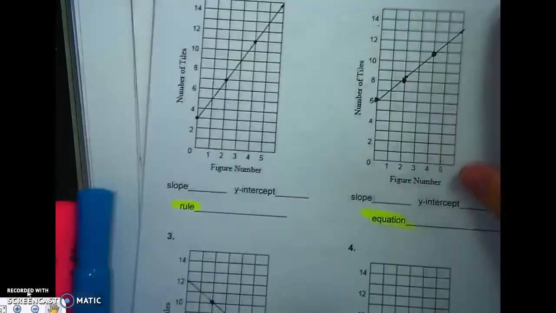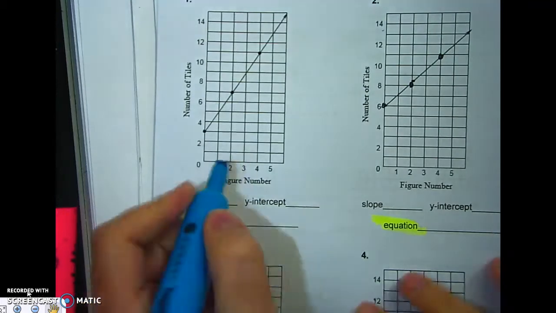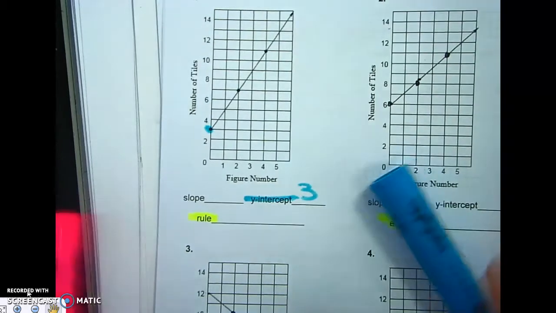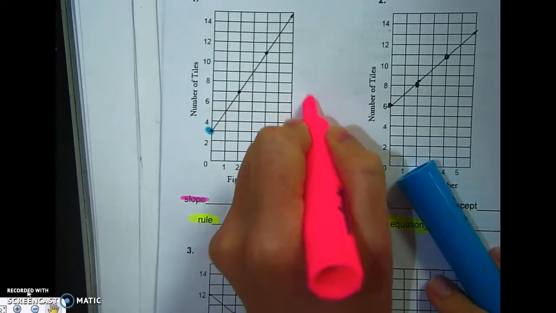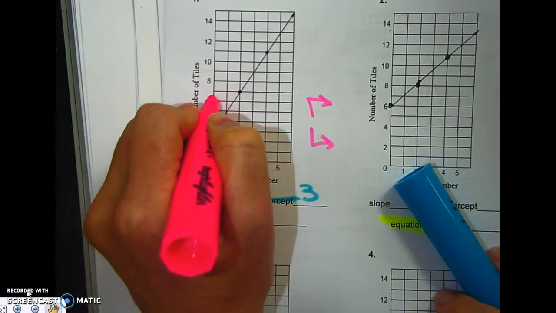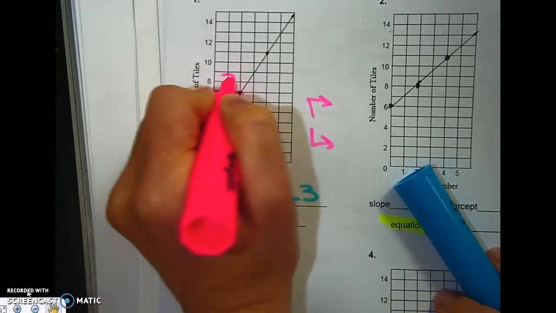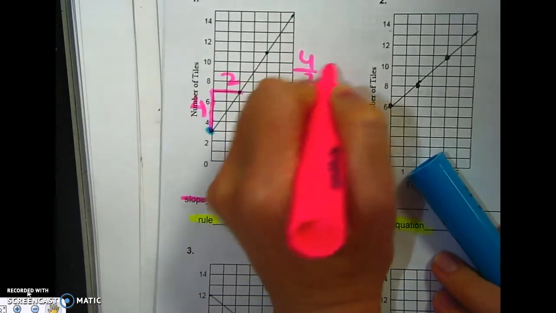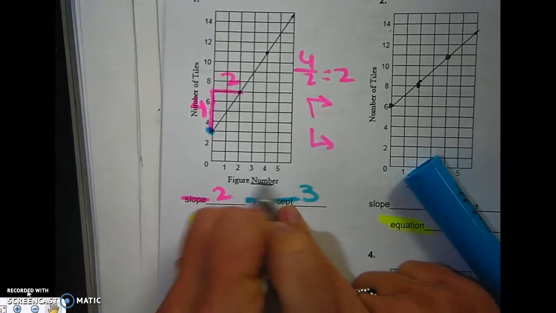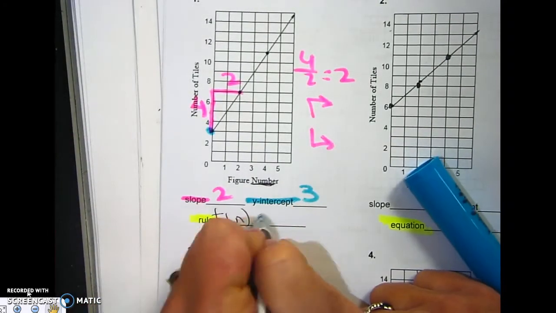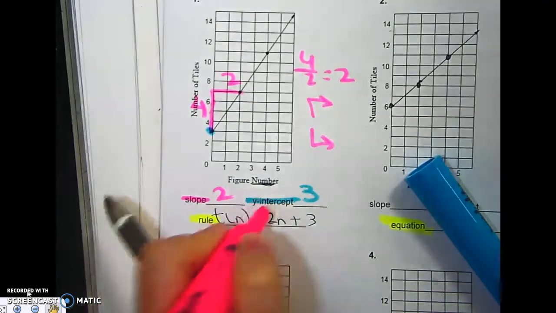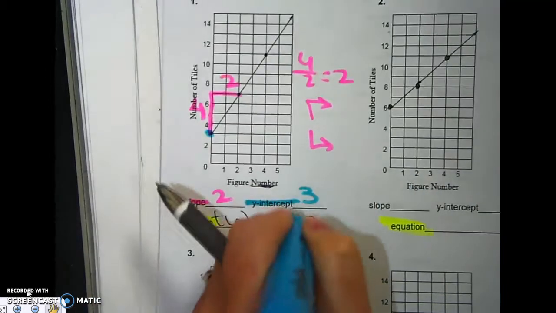Okay? If you remember, we always like to start with a start, which here we're calling the y-intercept. The y-intercept right there is 3. And the slope, which we have here, is either going to be up and right or down and right. So we're going to go up 1, 2, 3, 4. And right 2. 4 over 2 equals 2. There's my slope. Now I'm ready to write my rule. Well, since I'm dealing with figure, number, and tiles, I need you to use T of n equals 2n plus 3. So the pink goes first, and the blue.